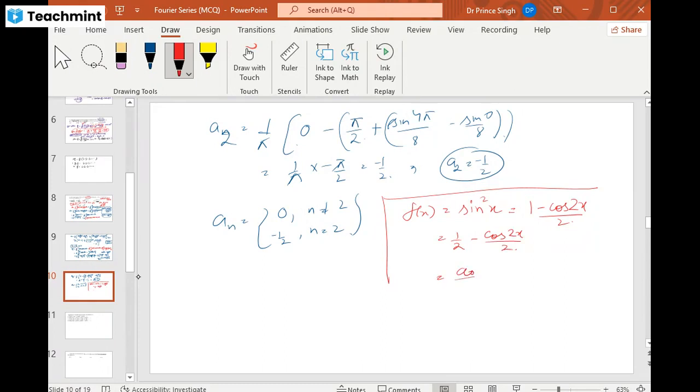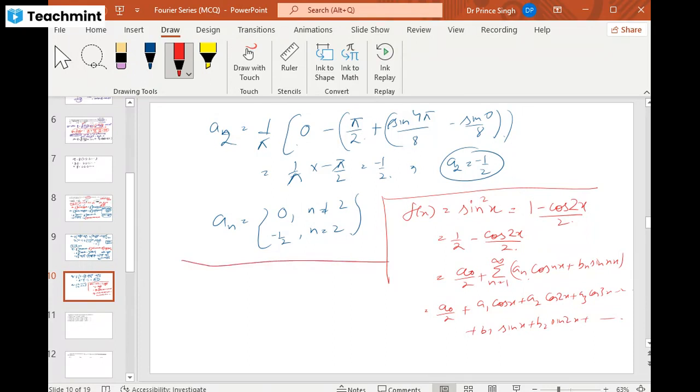If I compare it with a_0 by 2 plus summation n varies from 1 to infinity a_n cos nx plus b_n sin nx, right? If I simply compare with this one, so what do we get? Here the constant term is a_0 by 2, then a_1 cos x, a_2 cos 2x plus a_3 cos 3x and so on, and b_1 sin x plus b_2 sin 2x and so on. So if I compare the like terms, what do we get here? The value of a_0 by 2, that is the constant term, is equal to the constant term. So the value of a_0 is 1.